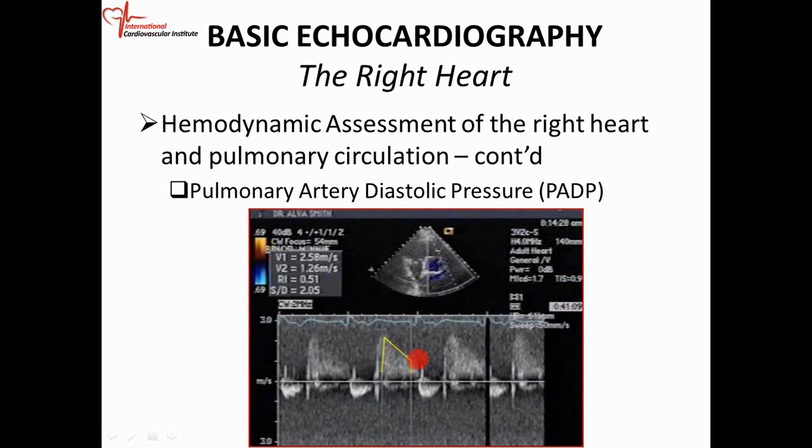So this is just a review. We did this before in hemodynamics. So that is the end diastolic velocity, and this is our early pulmonic regurgitation velocity.